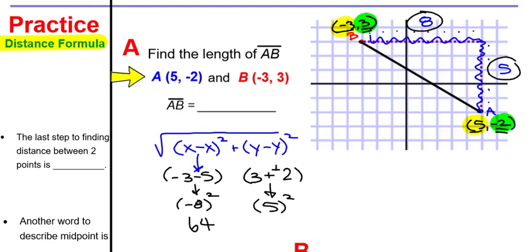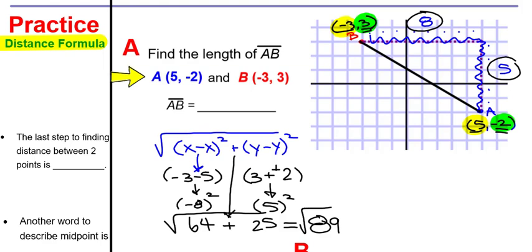Then we take those numbers and we square them. 8 squared is 64, and 5 squared is 25. Then we have the plus in the middle. And then ultimately we will be taking the square root. When I take 64 plus 25, that gives me a grand total of 89. And I take the square root of that, and when I do that on my calculator, I get about 9.43.